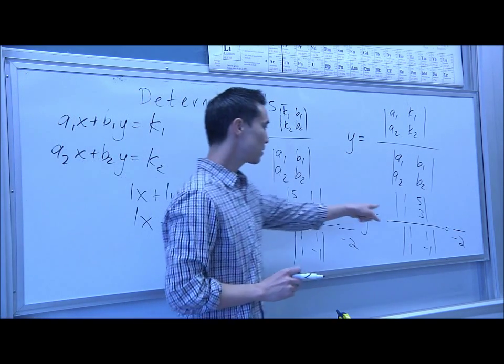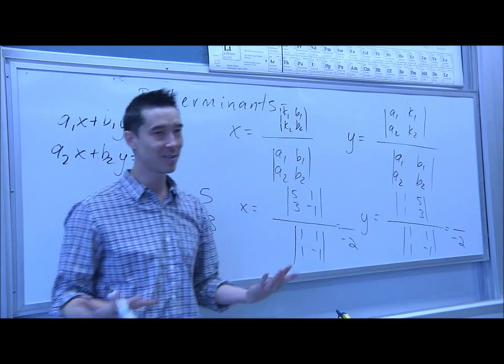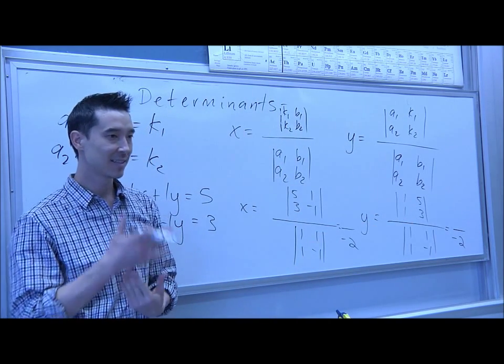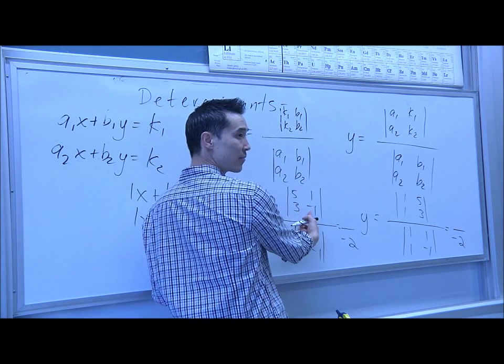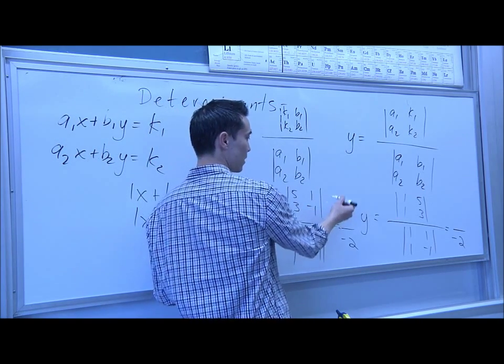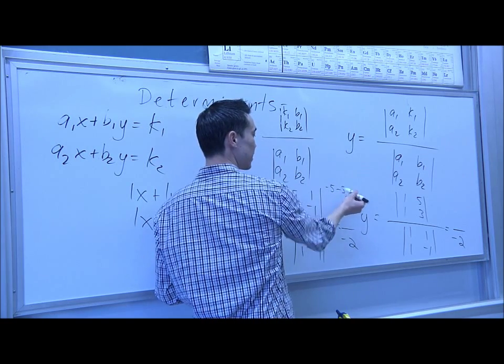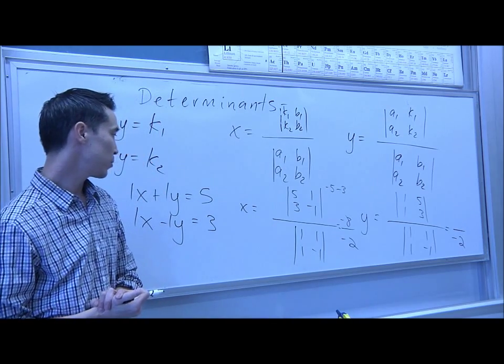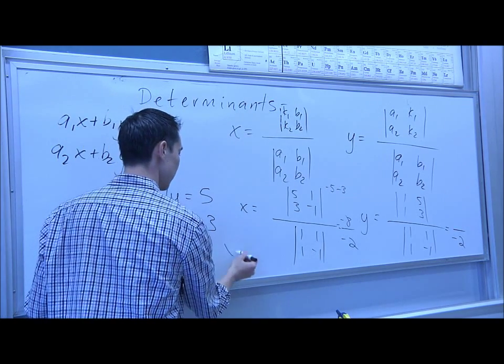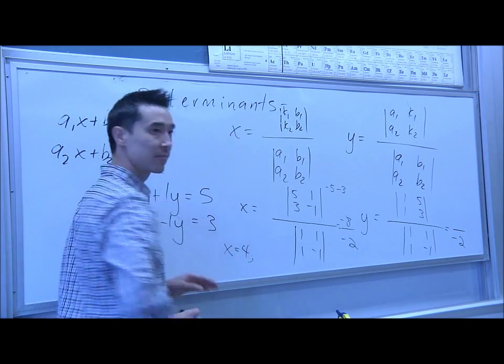I need you guys to evaluate those two determinants. It should only take 30 seconds, right? Diagonal minus diagonal. 5 times negative 1 is? Negative 5 minus 3 is? Negative 8. What is negative 8 divided by negative 2? It's positive 4. X is 4. It's done.